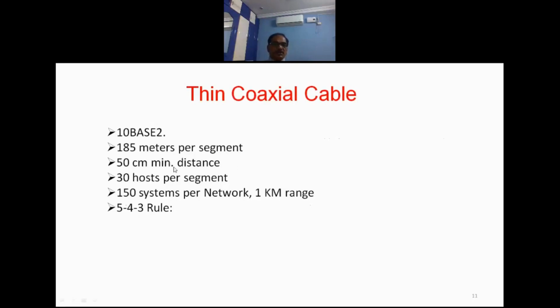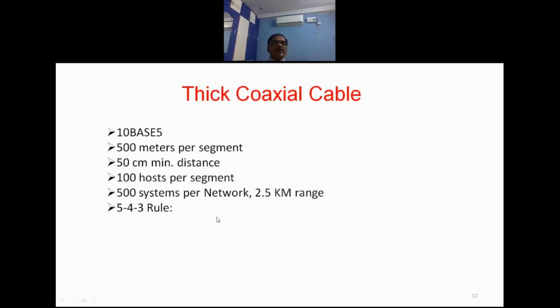When you are using thin coaxial cable, whatever backbone we are using, both the ends of the thin coaxial cable should be terminated to suppress the reflections. So to terminate the signals at the end, the terminators are to be used when you are using the thin coaxial cable. So that is in the bus topology. That is about the thin coaxial cable.